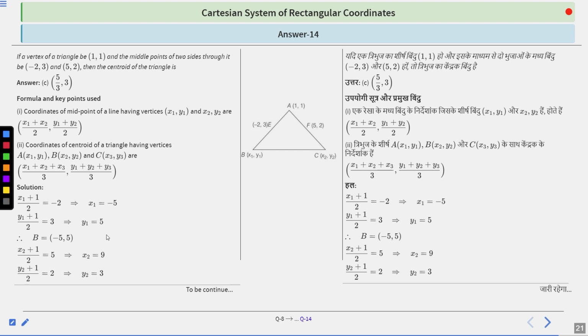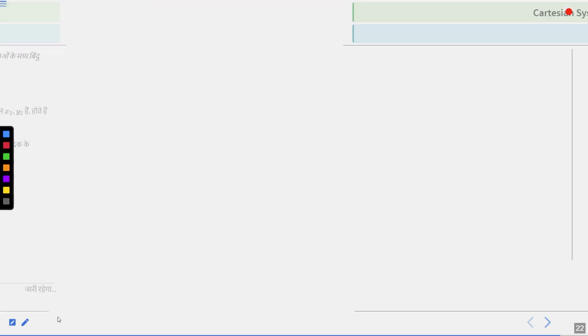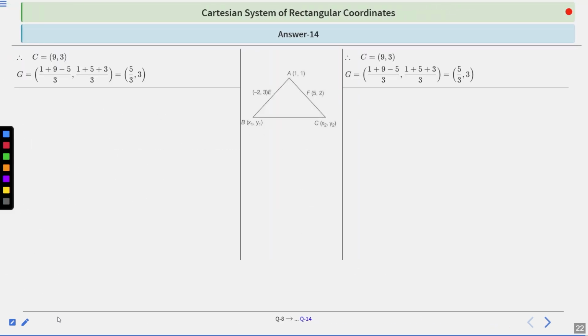Again you can apply (x2 plus 1) upon 2 is equal to 5. Therefore you can write x2 is equal to 9 and (y2 plus 1) upon 2 is equal to 2. Therefore you can write y2 is equal to 3, right? Therefore the coordinate of C will be (9, 3) and the coordinate of the centroid you can easily find. Clear? As (1 plus 9 minus 5) by 3 and (1 plus 5 plus 3) by 3, which after solving you will get (5 by 3, 3). Clear?